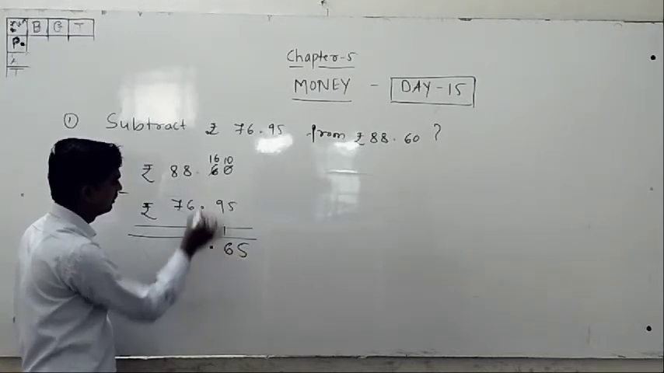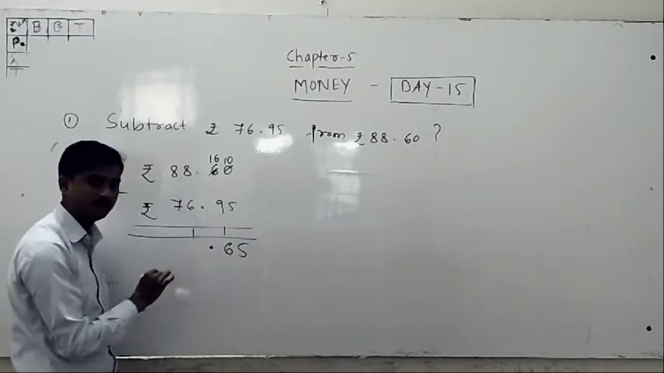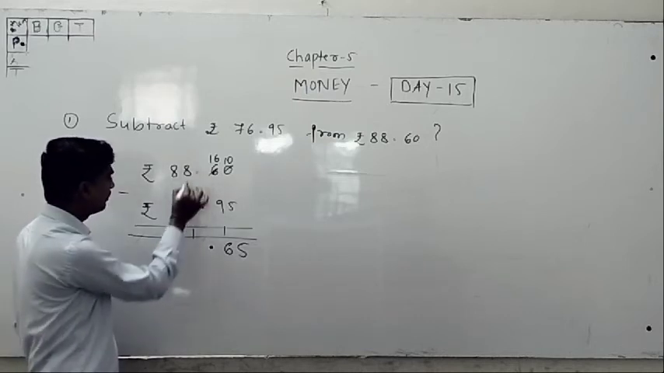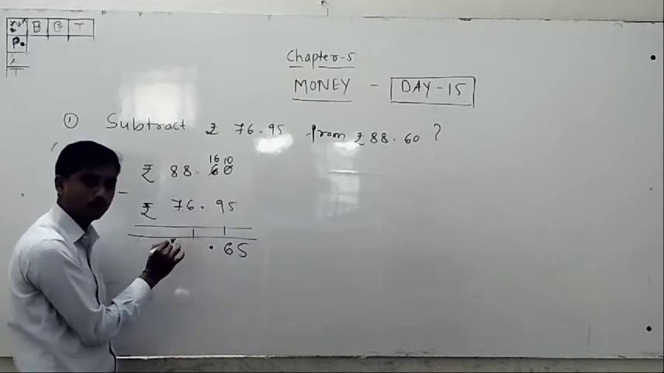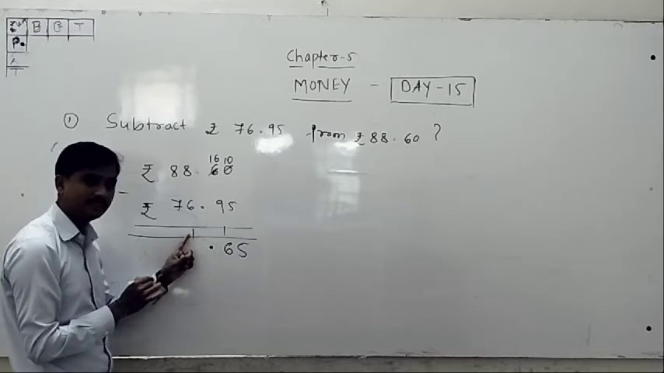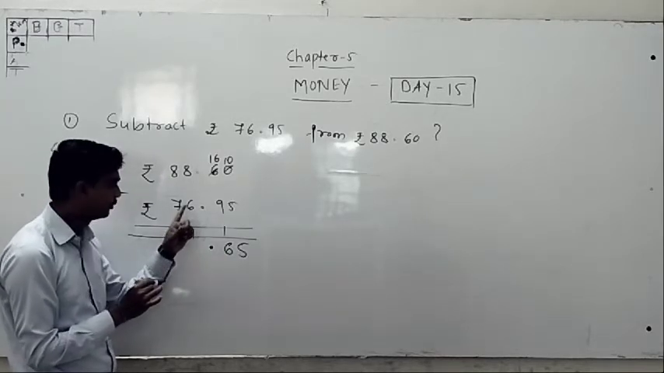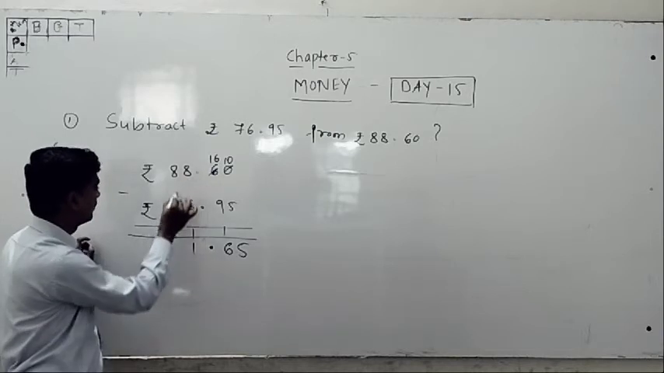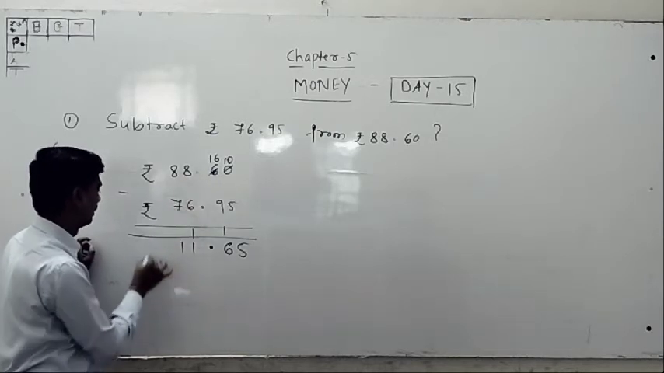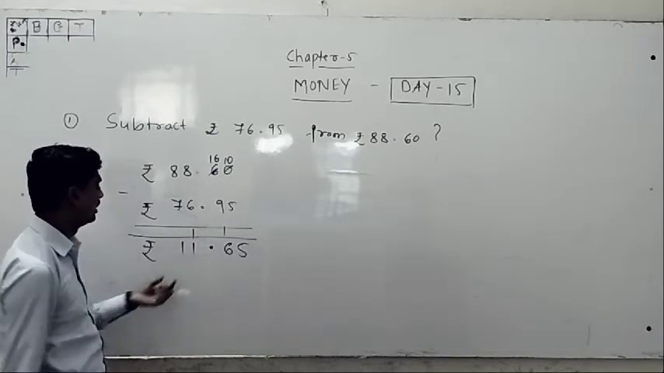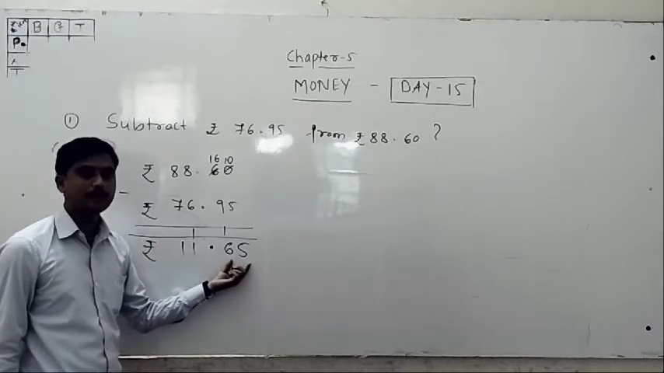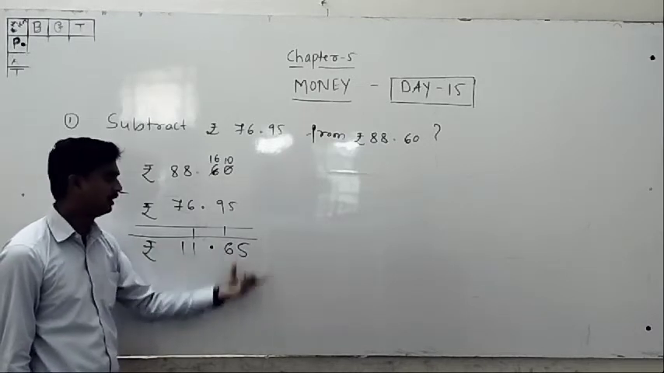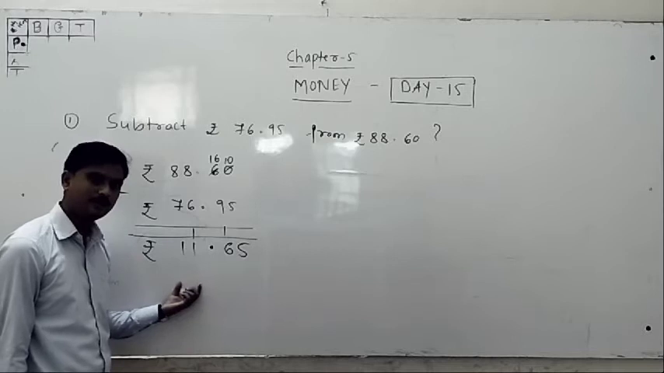Then point below point. Then 8 minus 6, 2. And 1 carry is there. You have to subtract it. 2 minus 1, it is 1. Then 8 minus 7, it is also 1. The remaining amount is 11.65 rupees. 11.65 rupees is the final answer.